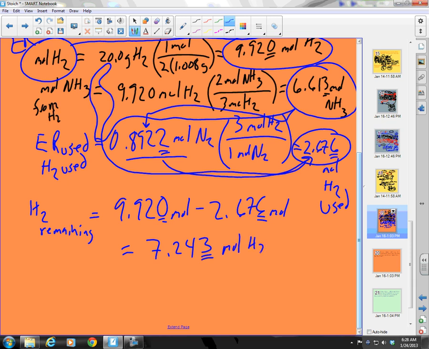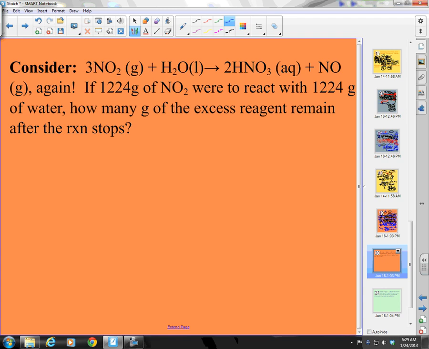Moles of H2 left over. There we go. Just to say 9.920 minus 2.676, and I get, yeah, that's what that should have been. All right, when we round it, we get 7.24 moles left over. Not so hard. You just have to keep your head and do it, right? Okay, you guys try this one. Bring me back when you're ready.